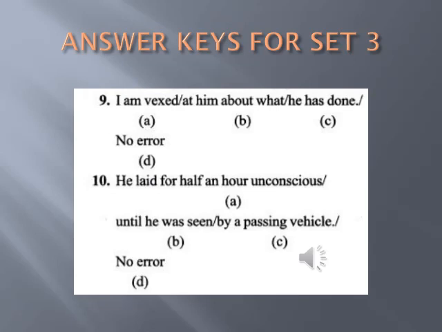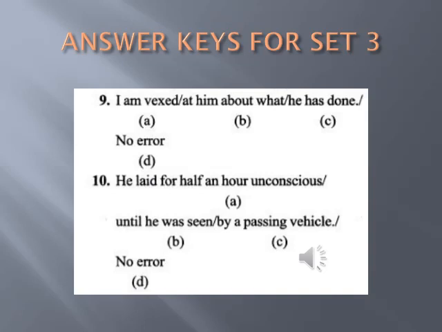Question number 9. I am vexed at him about what he has done. Answer is B, because there is error in preposition. I am vexed with him about what he has done. So in place of at, which should be the answer? Whenever you are using the verb vexed, then you have to use with. So vexed with, annoyed with. I am annoyed with him about what he has done. So therefore the error is in B. I am vexed with him about what he has done.